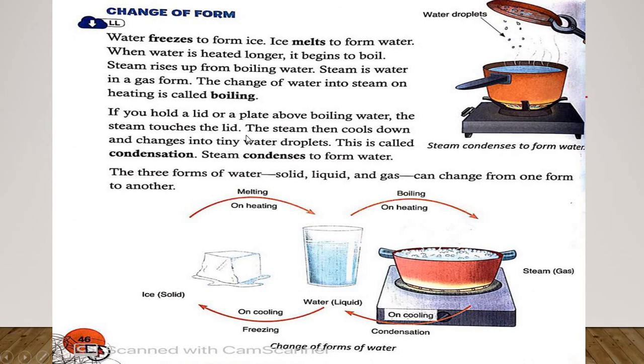And yes, now you have to write down one thing from this: the definition of condensation. Please write it down and speak along with me aloud. The steam, I hope that you are writing it, students. The steam then cools down and changes into tiny water droplets. Then put a comma, then write, this is called condensation.